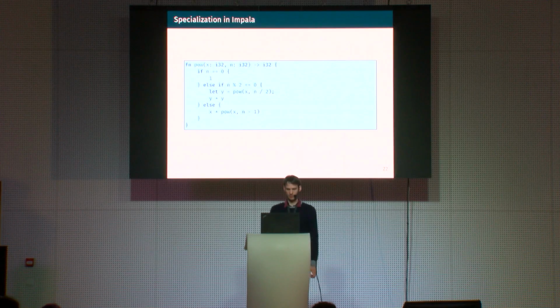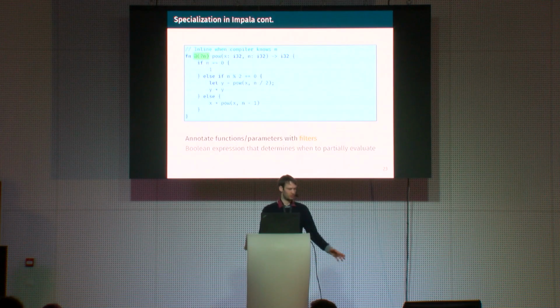Now I want to go back to this power function. It's written here in Impala. It's pretty similar to C++. There's not much difference actually. And if you want to specialize it, all you have to do is tell the compiler, please inline this function when you know n. You do this with what we call a filter, which is a condition that you just place before the declaration of your function, which says, if you know n here, please just inline the function.